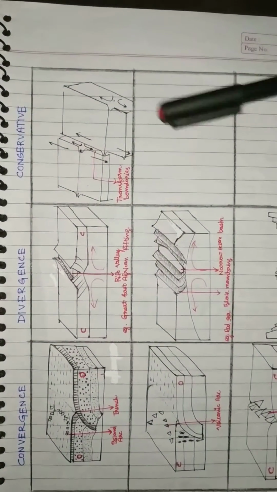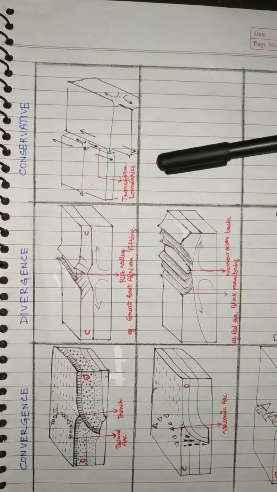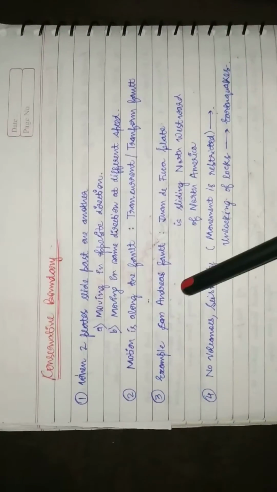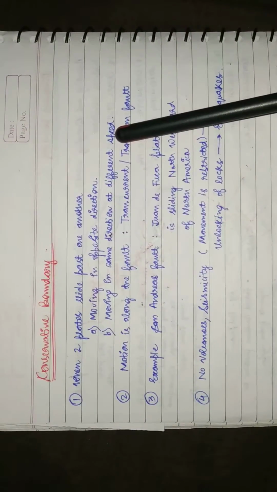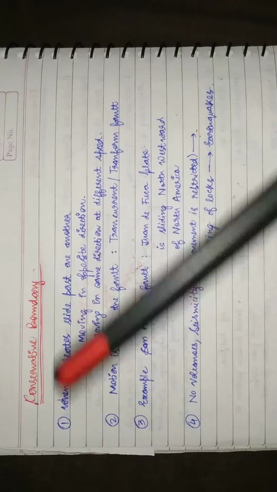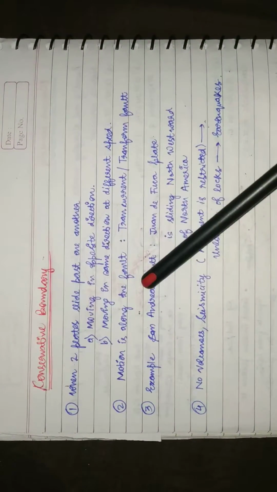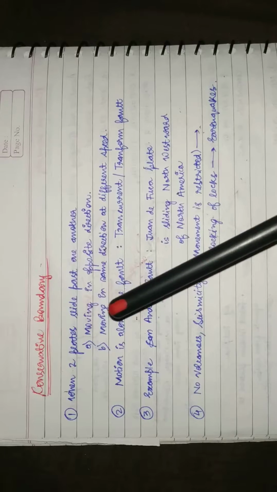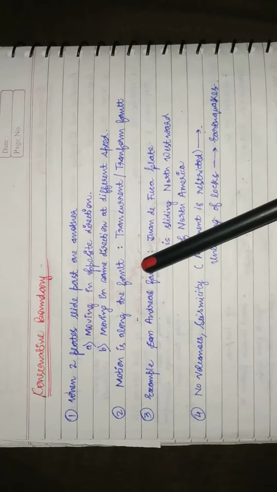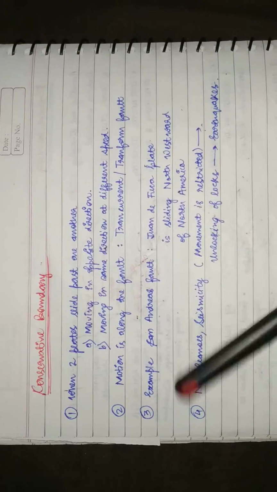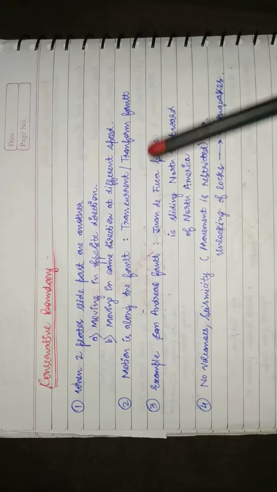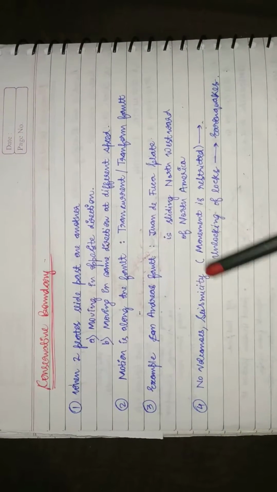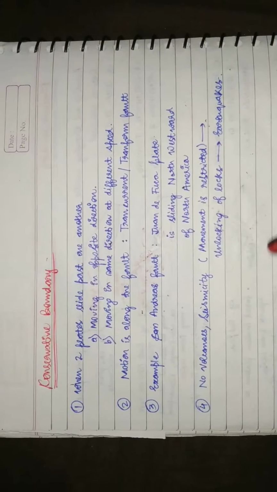Okay, finally we move to the conservative boundary, right? Two plates sliding past one another, moving in opposite directions or moving in the same direction with different speeds, right? The thing is, there is no destruction. There is no new plate being formed. There is no plate getting destroyed. The plate is getting conserved, right? The motion is along the fault, that is a transcurrent or transform fault. Example, the San Andreas fault. The Juan de Fuca plate is sliding northwestward of North America. No volcanoes, but there is seismicity because the movement is restricted and there is unlocking of locks, and hence there are earthquakes.